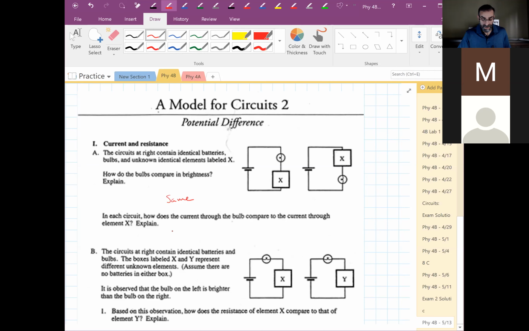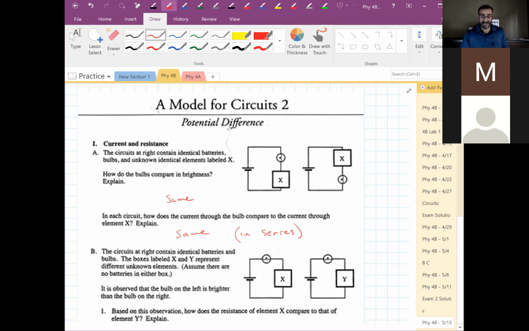So how does the current compare from the light bulb to the element X? The second part of this question. They have to be the same. Why? They are in series with each other, right? And when things are in series, they have to have the same current. There's no fork in the road, no branch for the current to take a different path. So the current has to be the same in both of these.